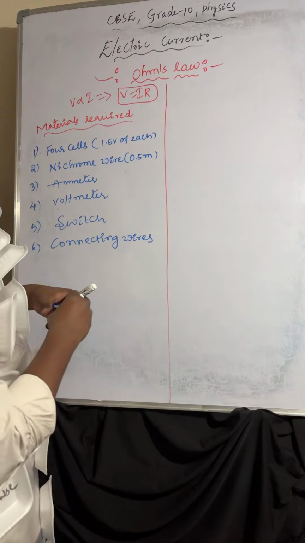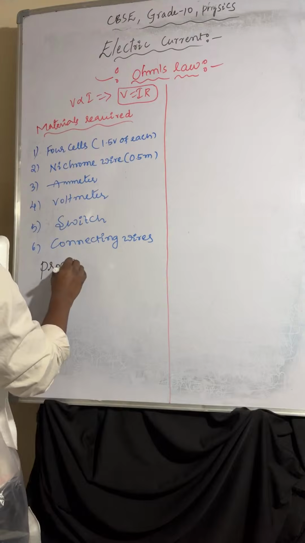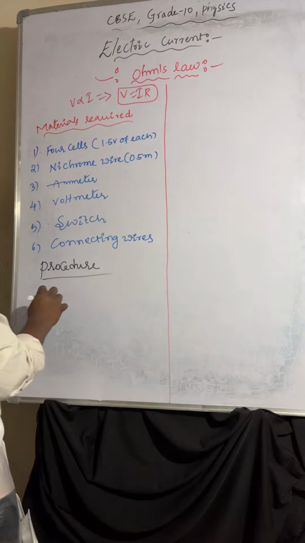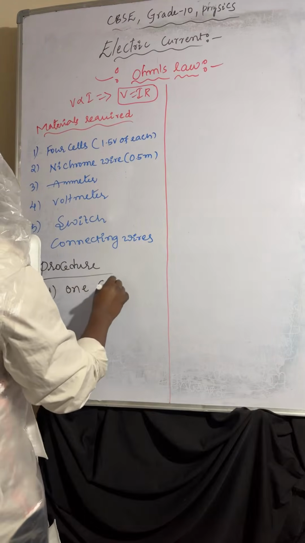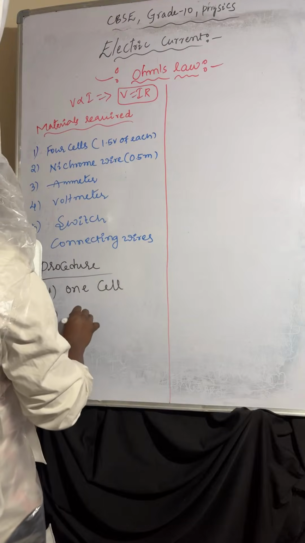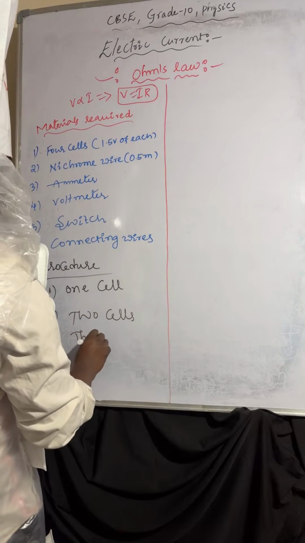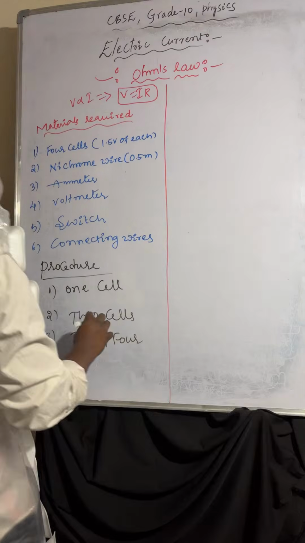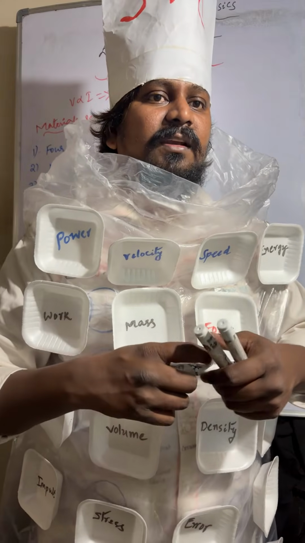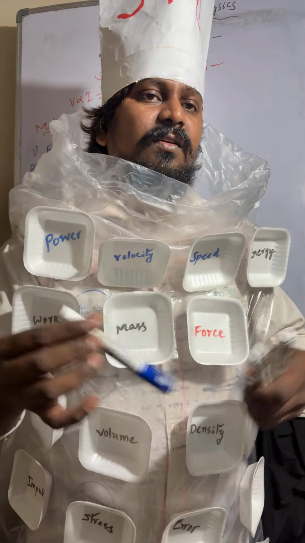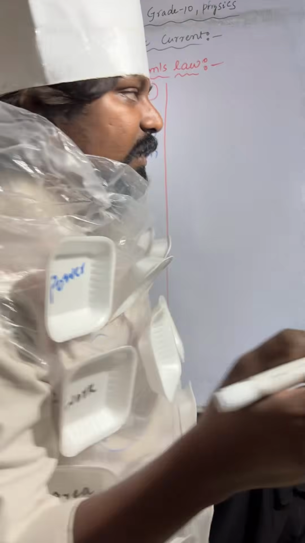Understood? Now the procedure. First you connect one cell and note down the reading of the ammeter and voltmeter. Then connect two cells and note down the readings, and repeat the process for 3 and 4 cells. So I'll draw the circuit diagram.